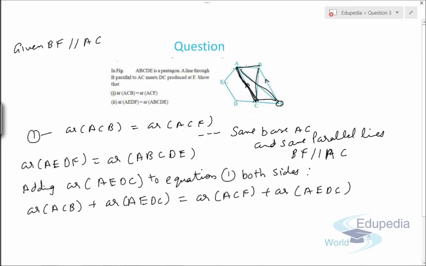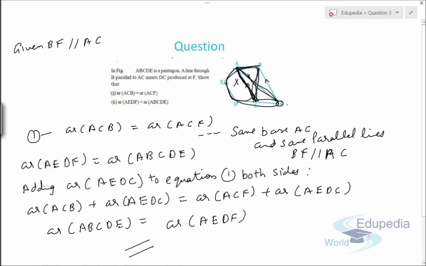Now area of ACB plus area of AEDC, let's say this is the area ACB, and if we add this area to this, it will become the area of this part. So it will be area of ABCDE. And if we add area of AEDC to area of ACF, this will become this part. You can see properly, it will become the area of AEDF. So this is how we can prove these types of questions.